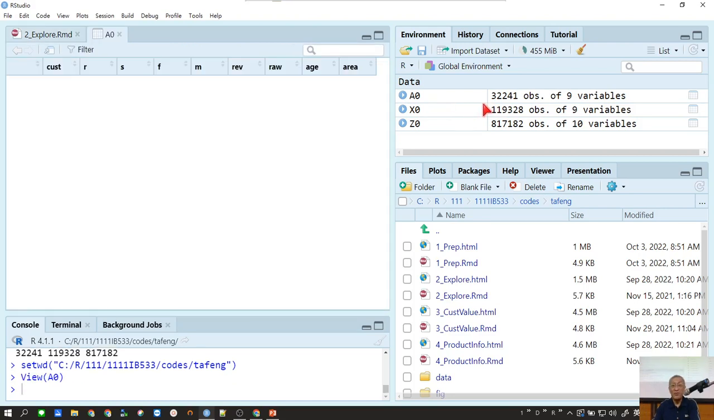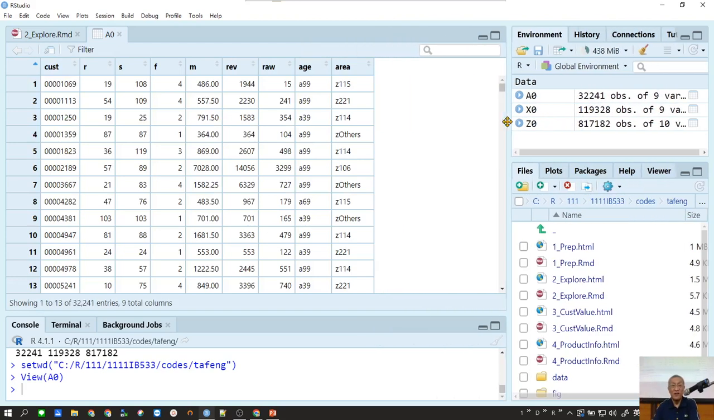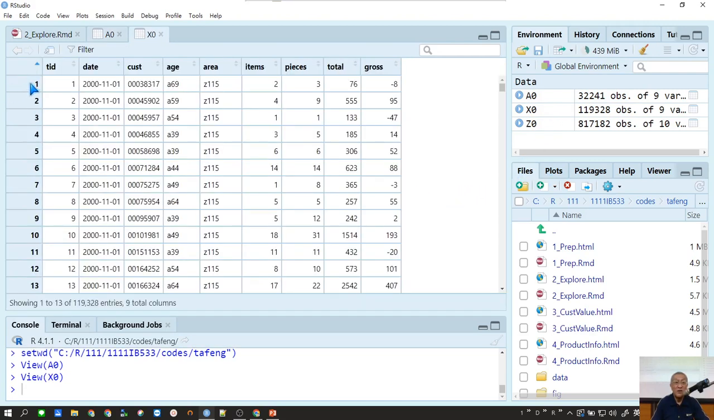This data frame, we have 32,241 customers, which means that every record, every row in this data frame is a customer. Okay, so in this data set, we see 32,000 customers, right? And every customer is different, right? They have different characteristics. See that, right? And how about this one? Each row in this data frame represents what? Transaction. An order, right? A transaction, right?